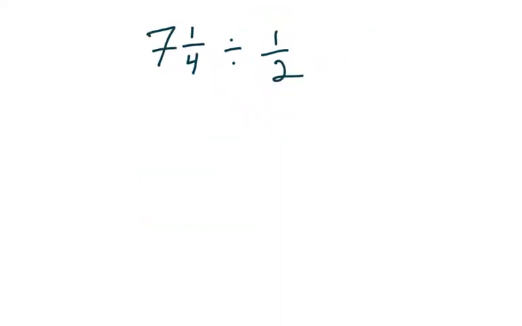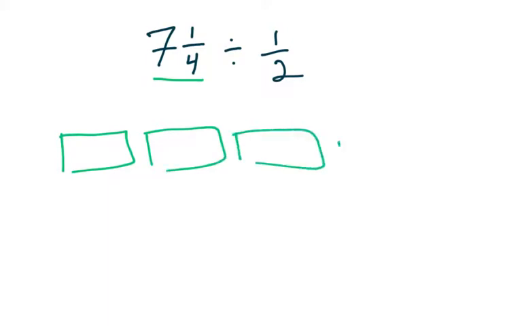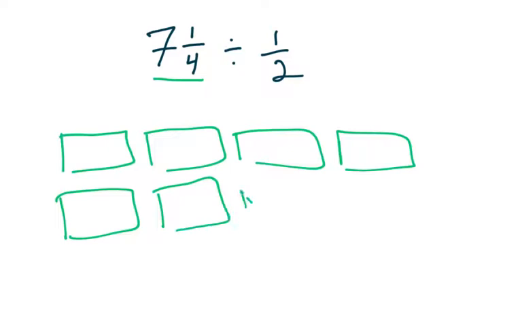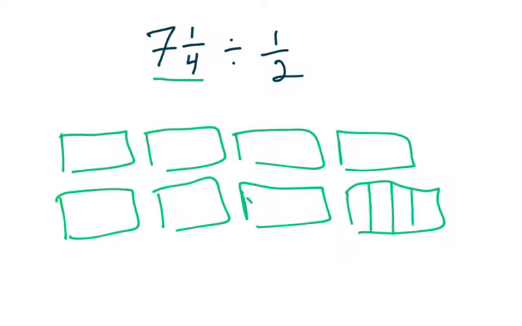Here's another one. Now, if this was a traditional algorithm, we'd need to change 7 and 1/4 to an improper fraction. But since I'm just dealing with pictures, I can draw myself a picture. 1, 2, 3, 4, 5, 6, 7. I'm going to draw an 8th one that I cut up into 4 equal pieces. I only want 1 of them. I'm going to cross off the ones I don't want.